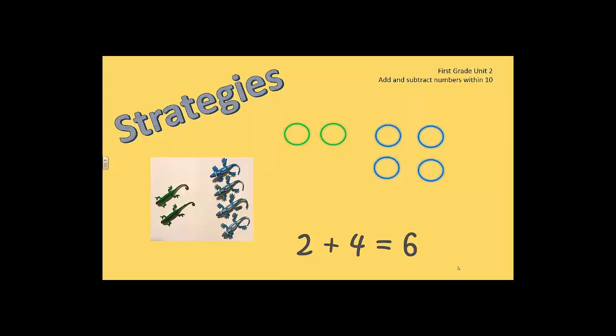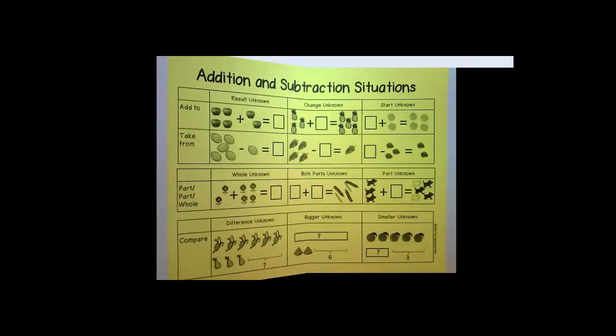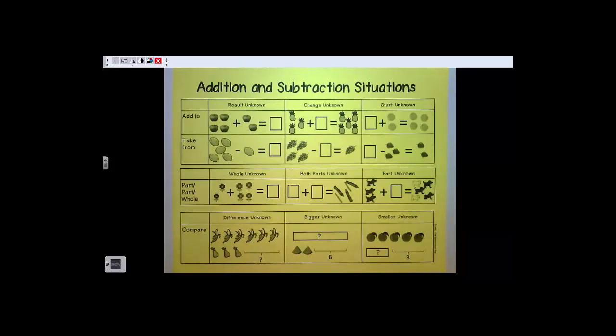Let's look at some of the word problems that first graders solve and the strategies that they use. First grade students apply their understanding of adding and subtracting within 10 to solve word problems. This chart shows examples of different word problem situations that first graders work on throughout the year. Students work to put together, take apart, and compare when solving word problems. We will look at word problem examples where the result or whole is unknown, as well as an example where both parts are unknown.